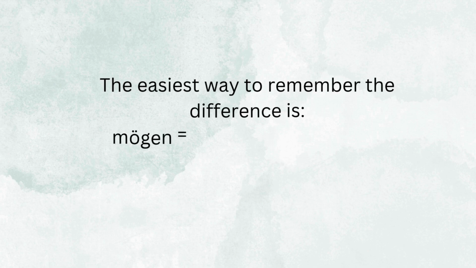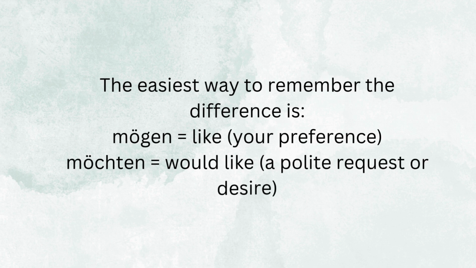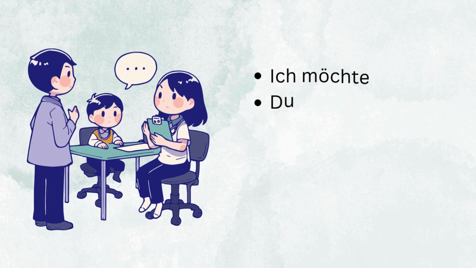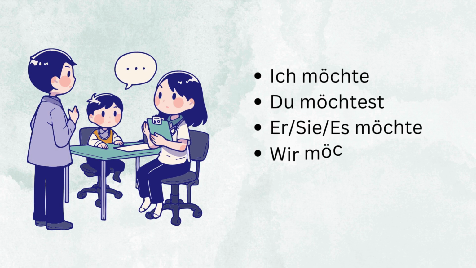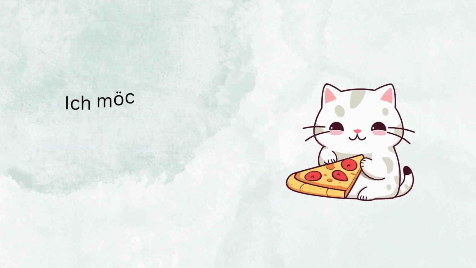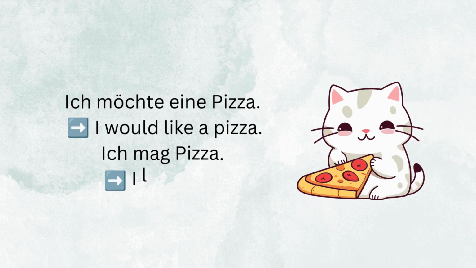The easiest way to remember the difference is Mögen equals like, your preference. Möchten equals would like, a polite request or desire. Present form. Ich möchte, du möchtest, er, sie, es möchte. Wir möchten, ihr möchtet, sie möchten. Examples. Ich möchte eine Pizza. I would like a pizza. Much more polite than saying, Ich mag Pizza. I like pizza. That sounds more demanding.